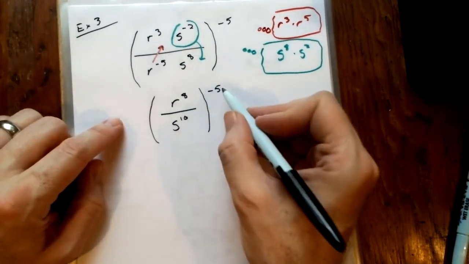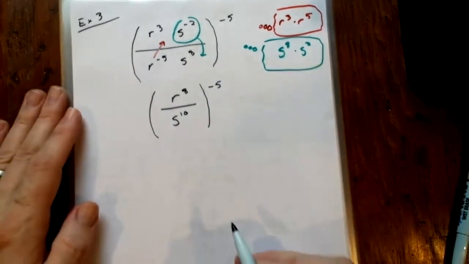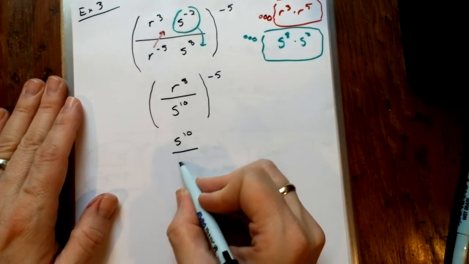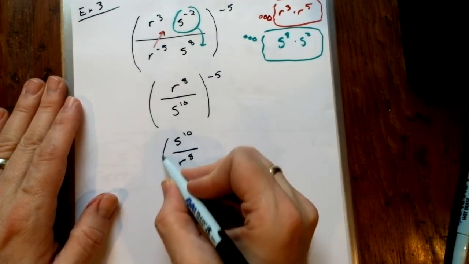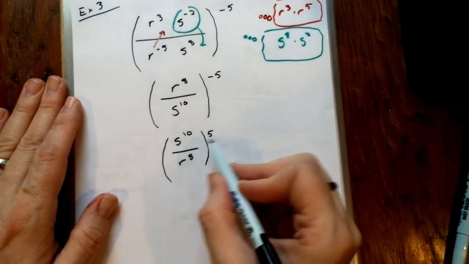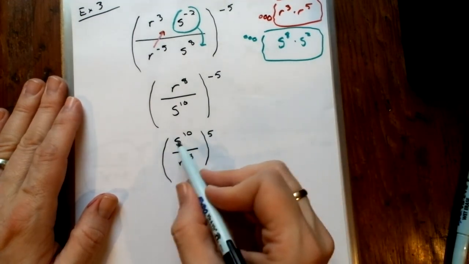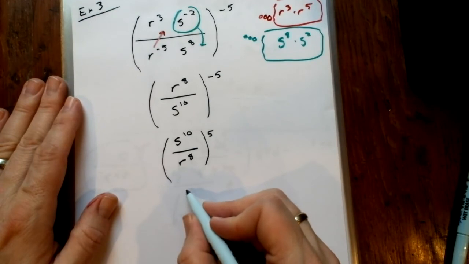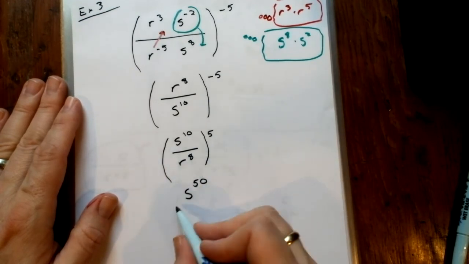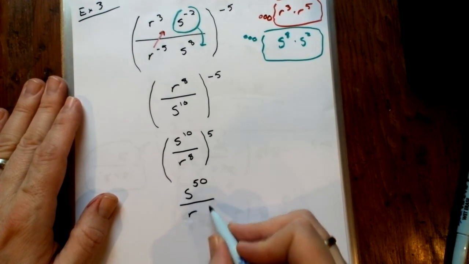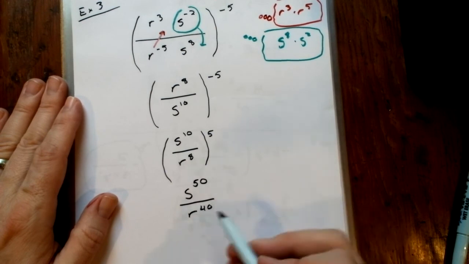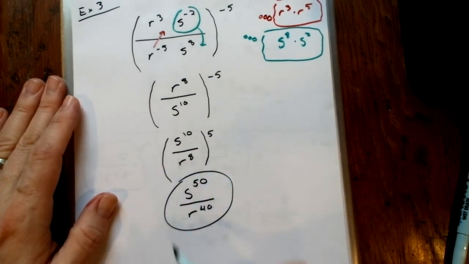Now I'm going to apply my negative power rule, flip this. So that'll be s to the 10th over r to the 8th. All of that to the +5th power now. And now I'm going to apply that power rule. That'll be s to the 50th over r to the 40th. That's some big powers there.